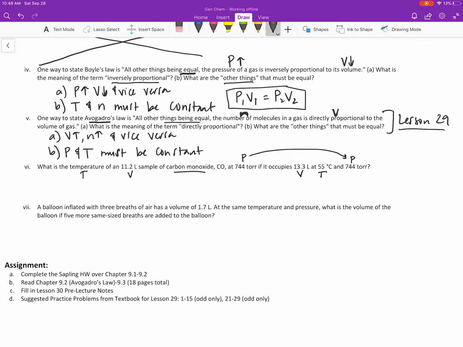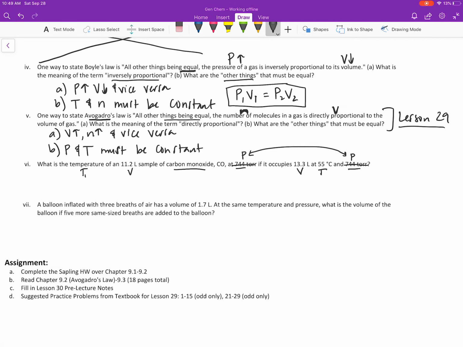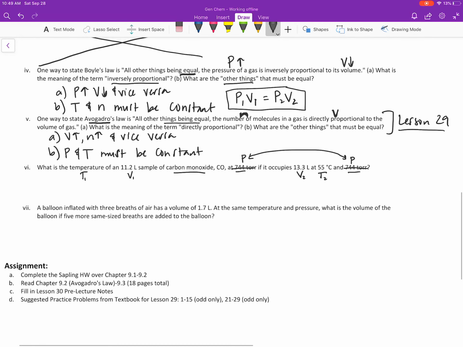So the first thing we need to see is that the pressure is held constant. Right? It's not changing. Therefore, we can actually ignore it. It's extra information. So having done that, we can now see that we're talking about a set of temperature and volumes being compared to another set of temperature and volumes. So what law is this?